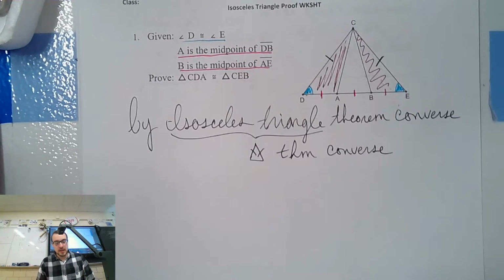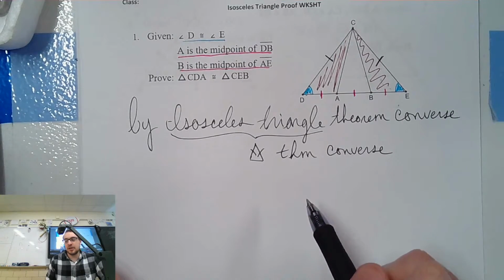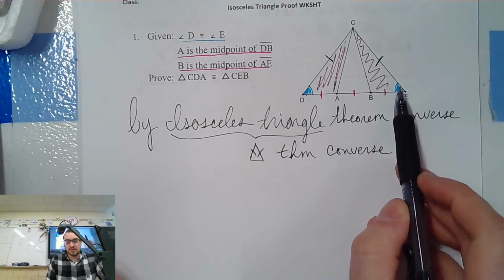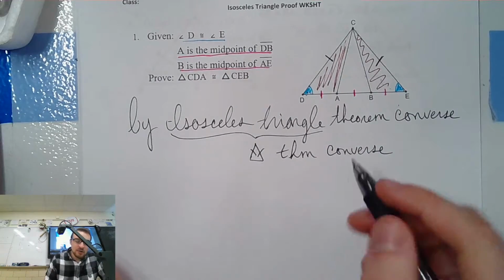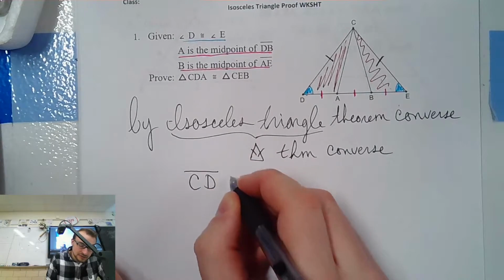All right, so by the isosceles triangle theorem converse, that means the angles are the same, so the sides must be the same. We know that the sides are the same. So CD is congruent to CE.